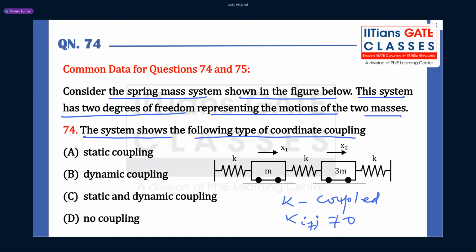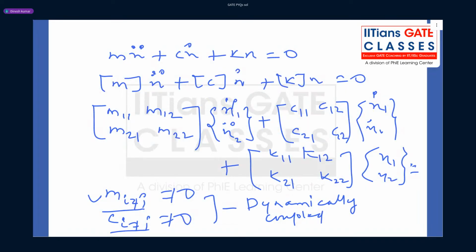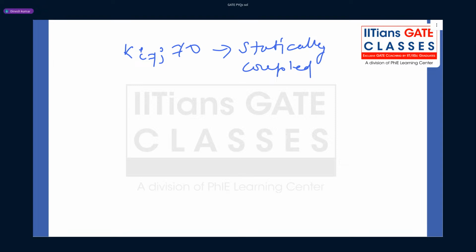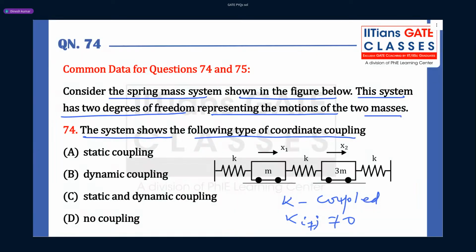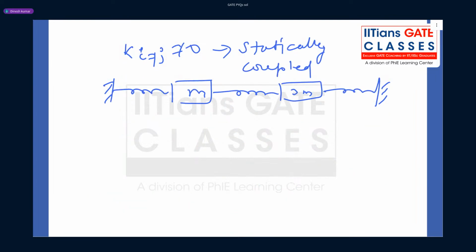How do we see this? If you try to write the equation of motion for this given system, how is it given? This is the stiffness K, then this mass M, then again a spring, and this is 3m, and this is K. I think the stiffness of each spring is given as K. Now this is the x1 displacement, and here x2 displacement is applied.